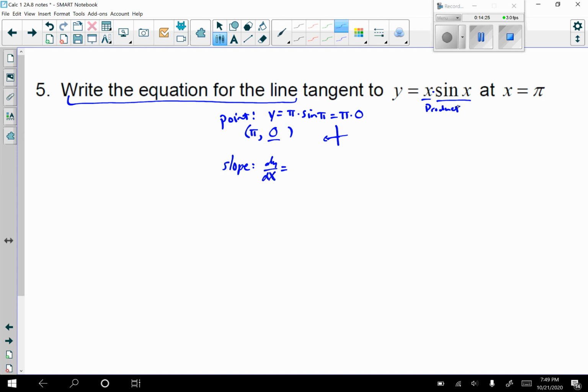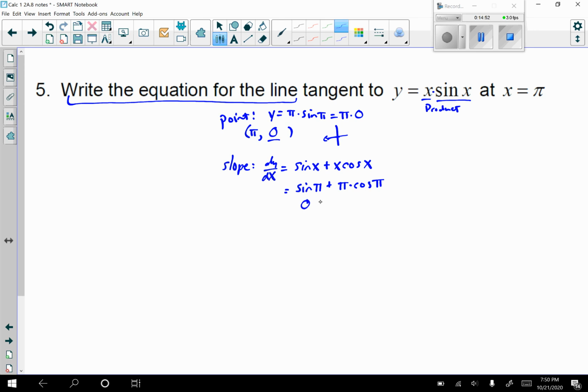Look back at number 2. Number 2 said the answer was sine x plus x cosine x. You can do it again if you want to, but that was our product rule, what it came out to be. So let's plug in pi. Sine of pi plus pi times cosine of pi. That x in front, just plug in the pi in there, and it's a number now, a coefficient.